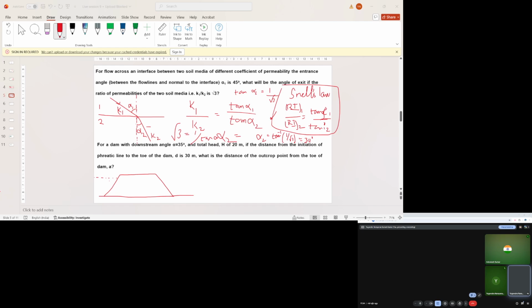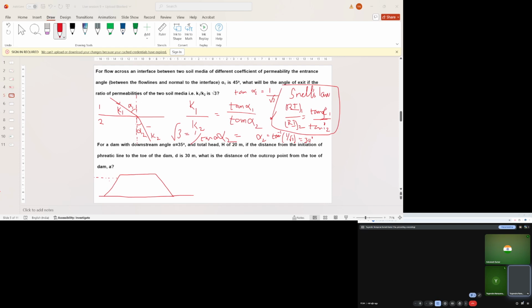So how will you calculate A? Outcrop point is given by A is equal to D by cos alpha minus root over D square by cos square alpha minus H square by sin square alpha.